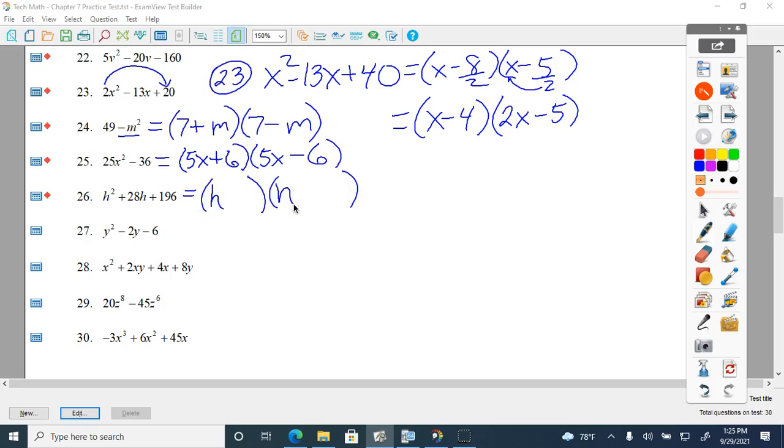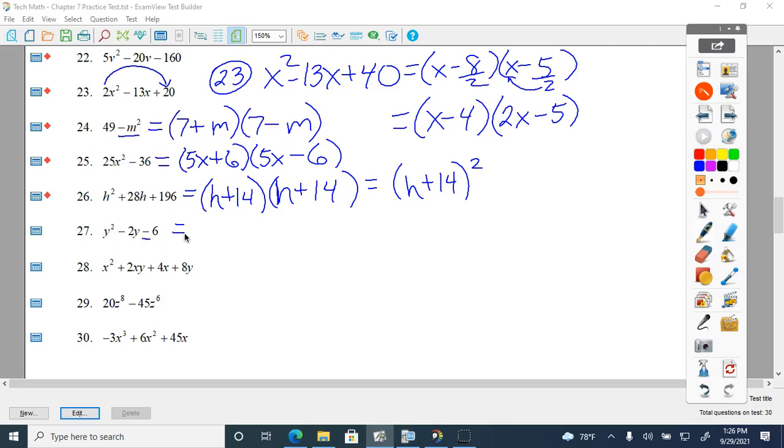26. Two numbers that multiply to be 196 and add up to be 28. I will try my best not to give you one this big on the test. It's 14 and 14. 14 times 14 is 196. 14 plus 14 is 28. But the whole purpose of this problem is, are you going to leave your answer like that? h plus 14 times h plus 14? No. How do we want you to write it? h plus 14 what? Squared. Okay? h plus 14 squared.